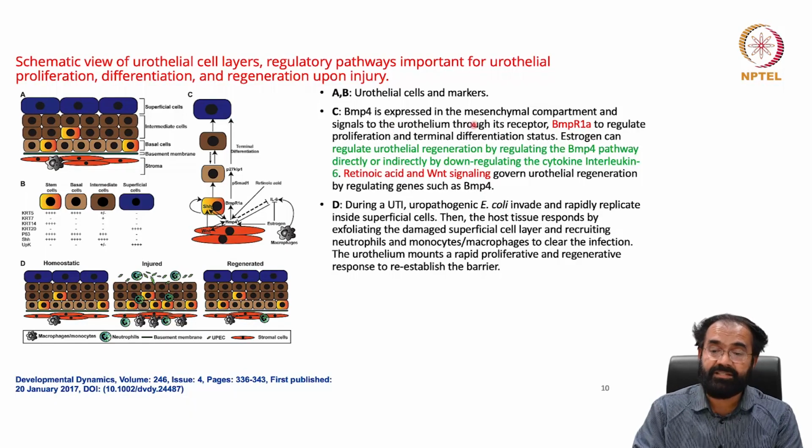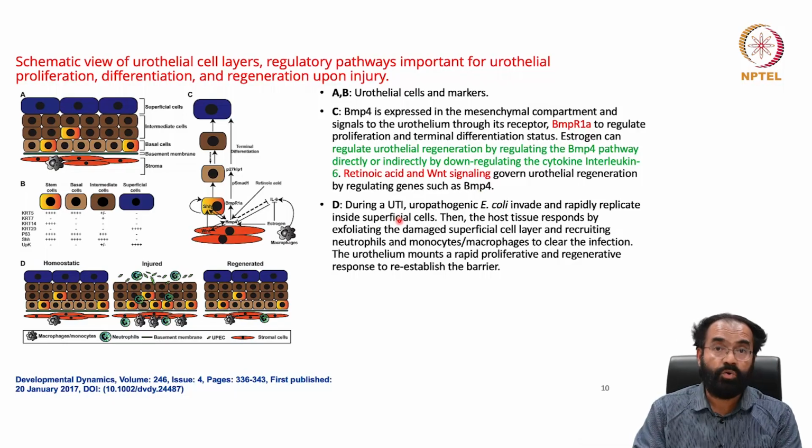BMP4 is expressed in the mesenchymal compartment and signals to the urothelium through its receptor BMP-R1A, and regulates the proliferation and the terminal differentiation status. Estrogen can regulate urothelial regeneration by regulating the BMP pathway directly or indirectly by downregulating the cytokine interleukin 6, which is a pro-inflammatory cytokine. Retinoic acid and Wnt signaling govern urothelial regeneration by regulating genes such as BMP4, because BMP4 will facilitate its own production.